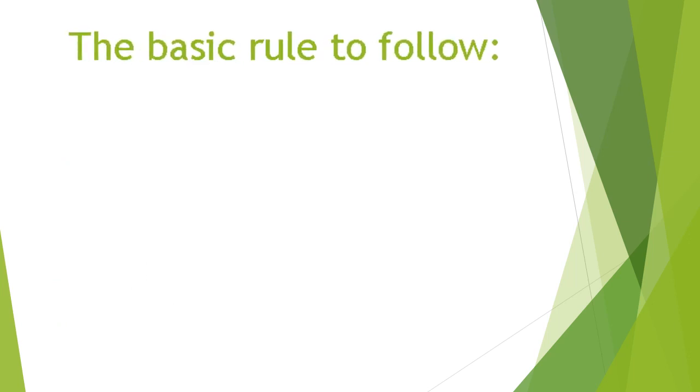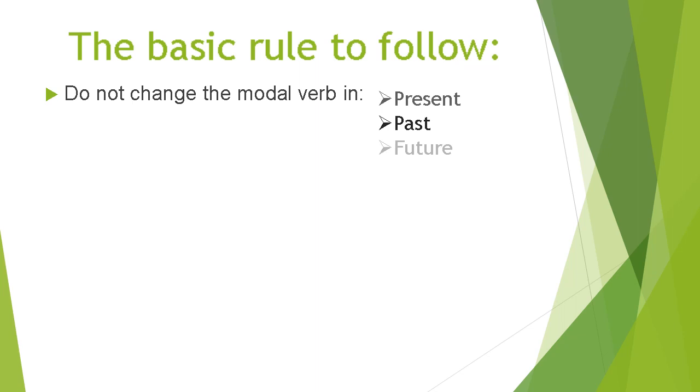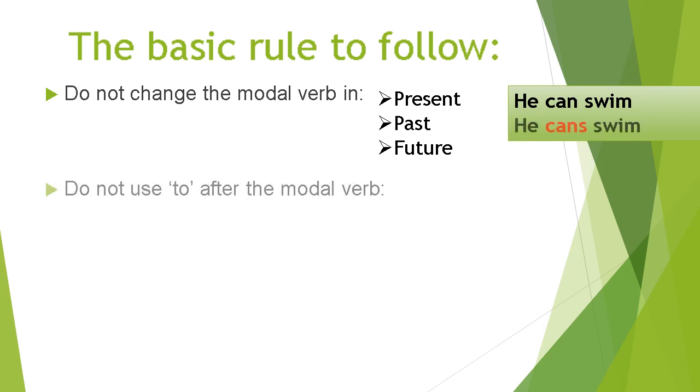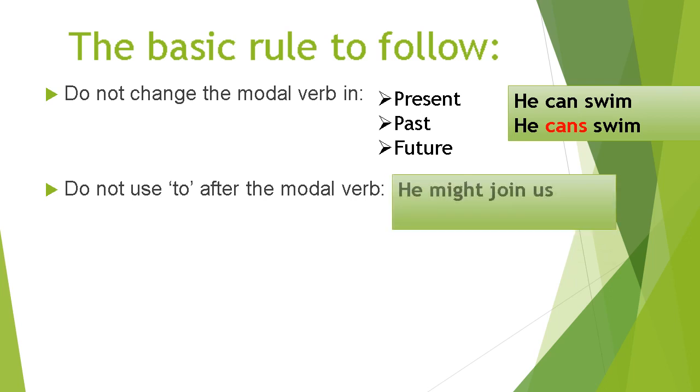القاعدة الأساسية اللي نتبعوها the basic rule هي ما بدلوش the modal verb in the past, present or the future. مثلا نقولوا he can swim ما نصرفوش ونديروا له الاس مثلا he can swim. Do not use to after the modal verb. مثلا he might join us ما نقولوش he might to join us.